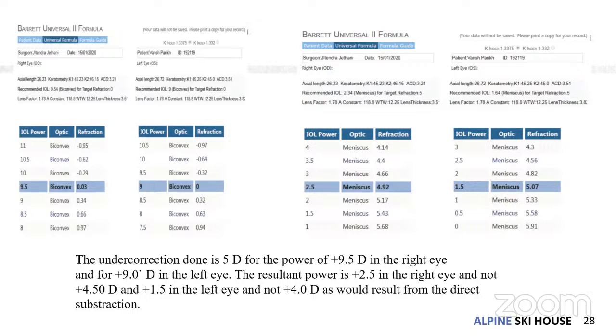So both methods can be used, and both are not accurate, because in pediatric cases we know that the standard deviation of the error will be quite high. But if you are using one method for one eye, use the same method for the other eye also. Otherwise, there might be anisometropy.